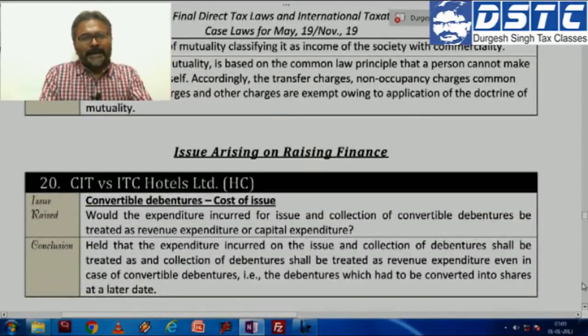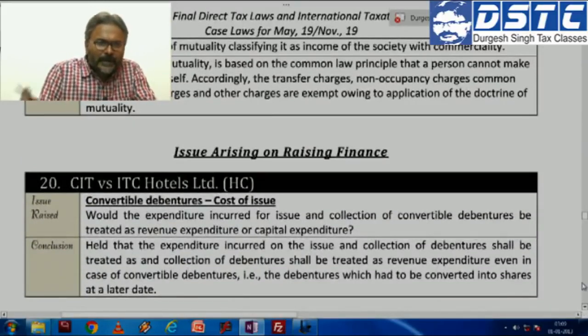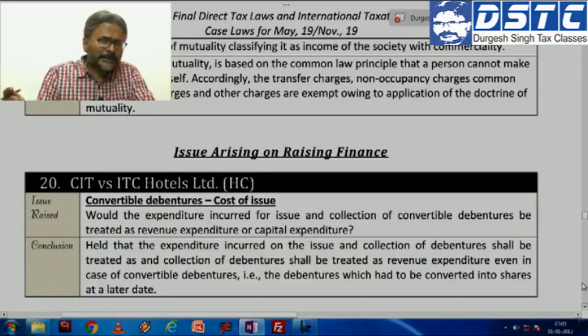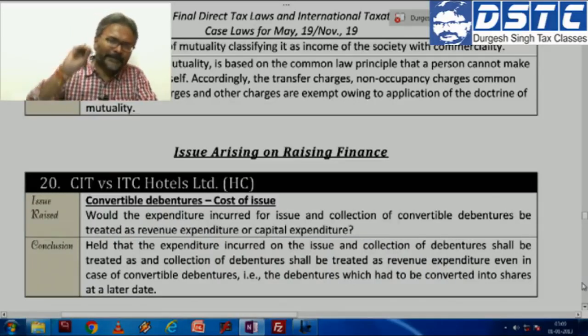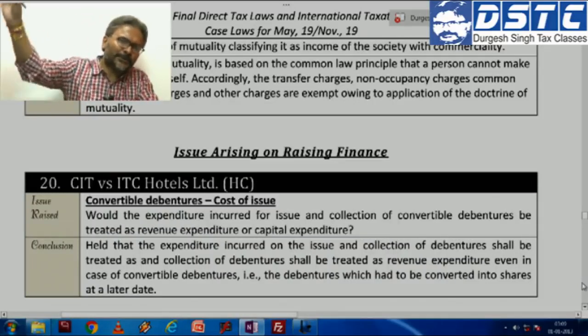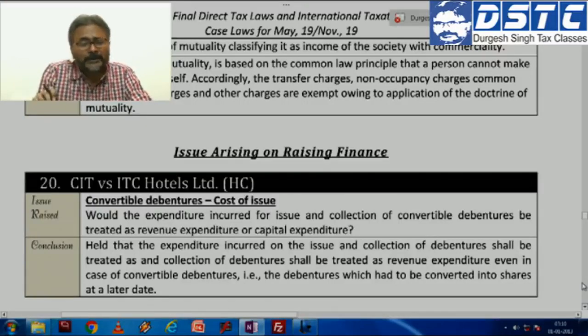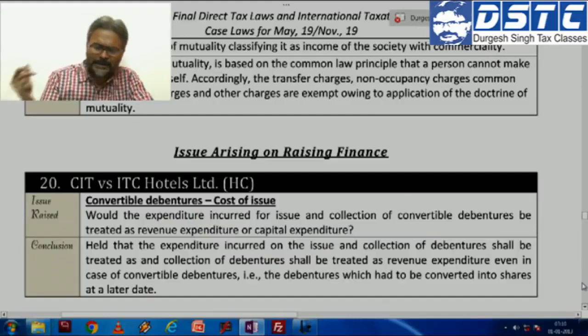Issue arising on raising of the finance. ITC Limited, convertible debentures, students. Whether the convertible debentures which have been raised can be considered... Like the company ITC Hotels has issued convertible debentures. When it has issued the convertible debentures, it has incurred expenditure on issuing those convertible debentures. Therefore, the question that came up was whether the expenditure which was incurred will be allowed as a deduction.